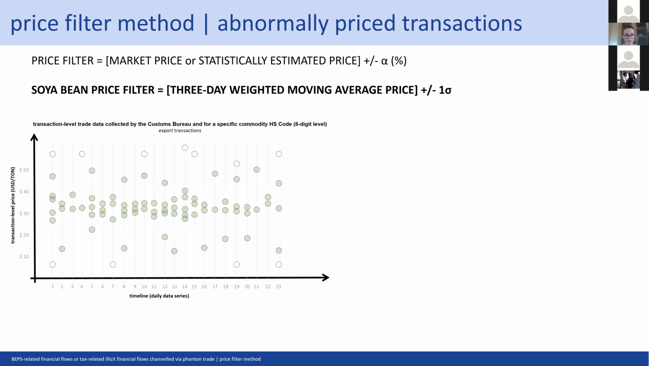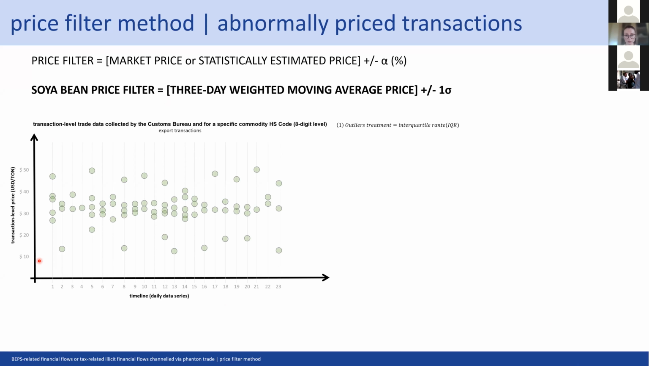So for example, in this simplified infographic, we have a daily data series of export transactions, and each bubble or each dot represents one export transaction and the corresponding sale price as reported by the exporters to the Customs Bureau. So before estimating the weighted moving average price, an outlier treatment was applied using the interquartile range. So all export transactions which are more than 1.5 times the interquartile range above the quartile 3 or below the quartile 1 were excluded from the daily data series.